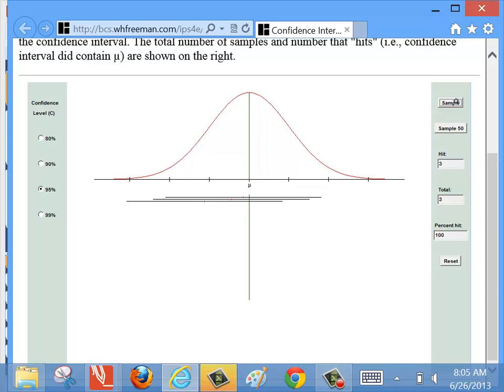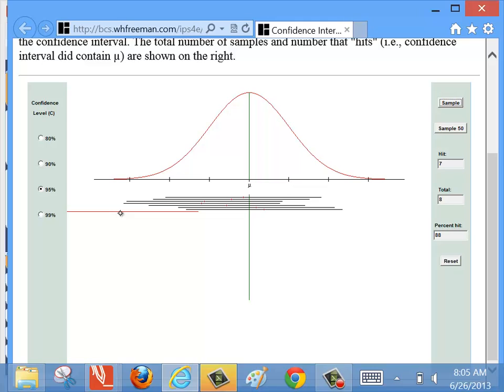A third sample, let's keep sampling. Notice how on each sample, my sample mean changed, but my confidence interval still contained my population mean mu. However, what happened on this sample? It doesn't contain the mean. Why doesn't it contain the mean? Because the sample mean that I picked was so far out in the tail that the confidence interval isn't going to cover the mean.